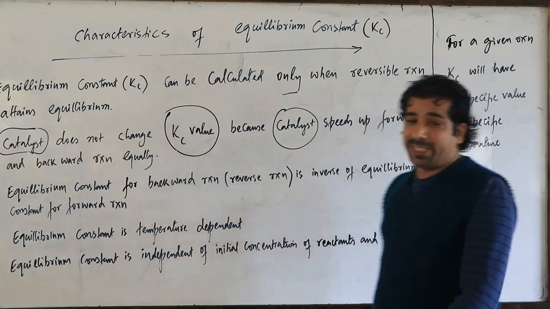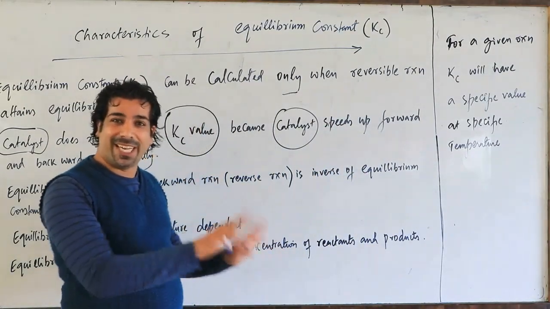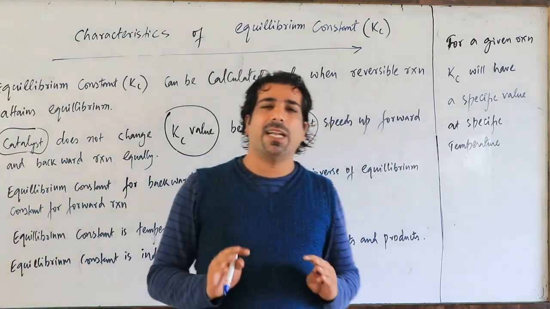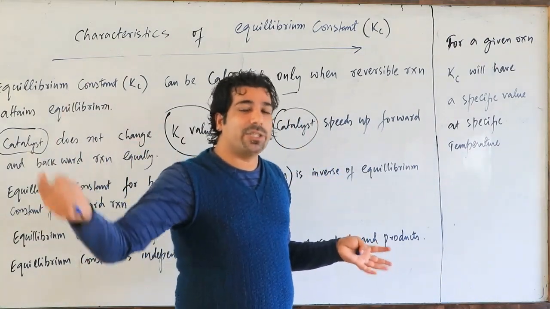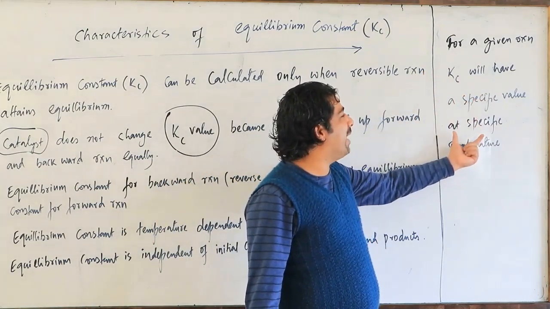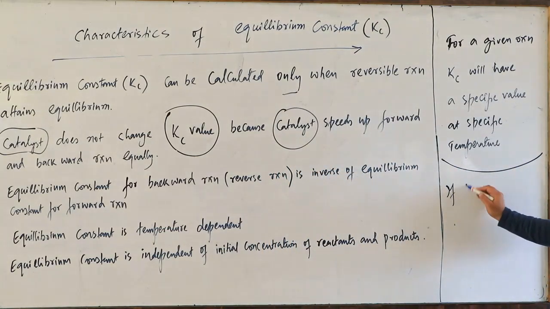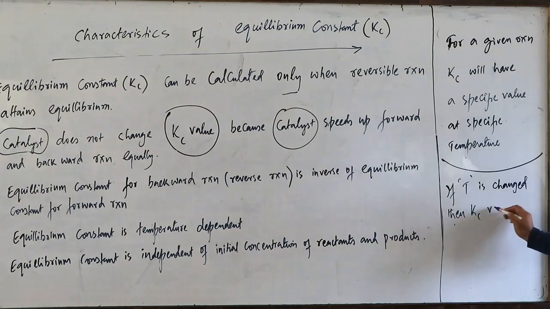Now, if I change the temperature, what will happen to the value of Kc? The Kc value will also change for the same reaction. If you carry out a particular reaction at a specific temperature, the Kc value will be something fixed. But if you change the temperature, the Kc value will also change. So for a given reaction, Kc will have a specific value at a specific temperature. So I will write down here: if temperature is changed, then Kc value also changes.